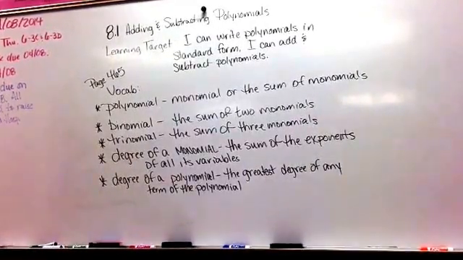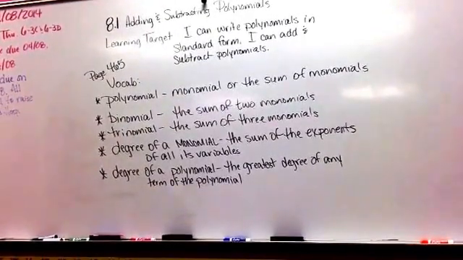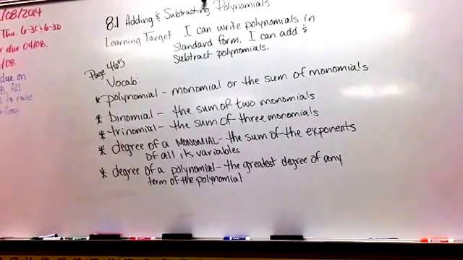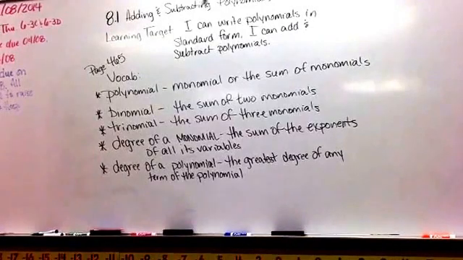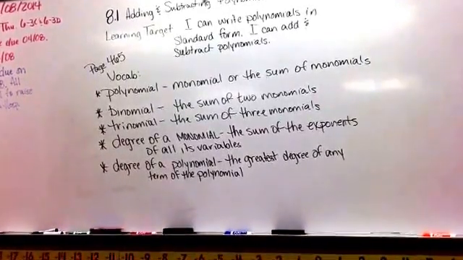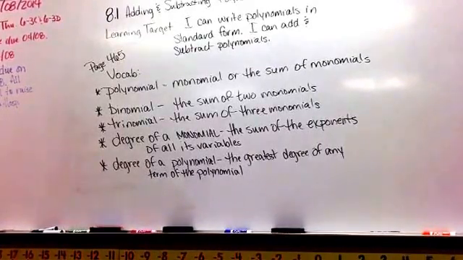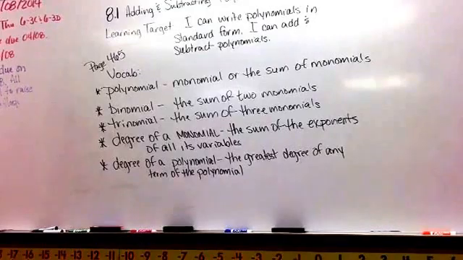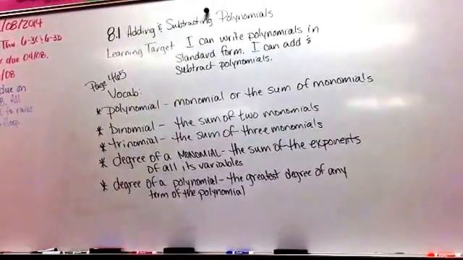From page 465 of your text, there are some vocabulary terms that you need. The first term is polynomial. A polynomial is a monomial or the sum of monomials. A binomial is the sum of two monomials. A trinomial is the sum of three monomials. The degree of a monomial is the sum of the exponents of all its variables. The degree of a polynomial is the greatest degree of any term of the polynomial.